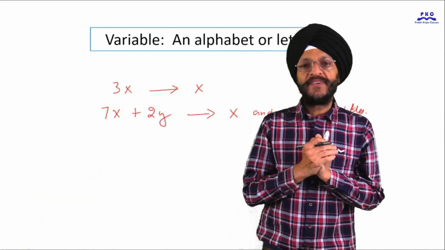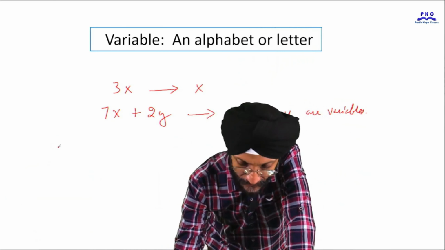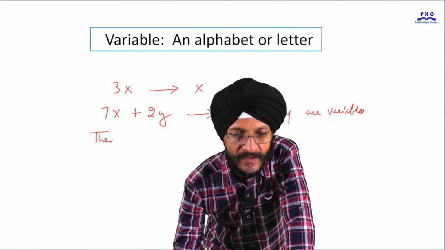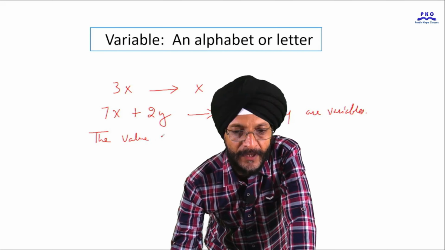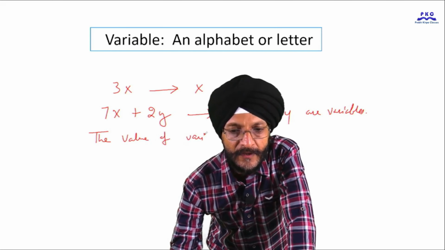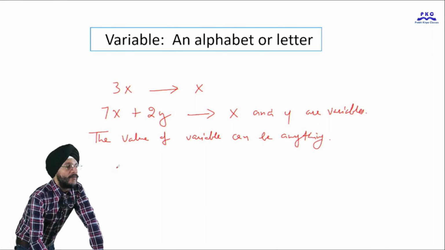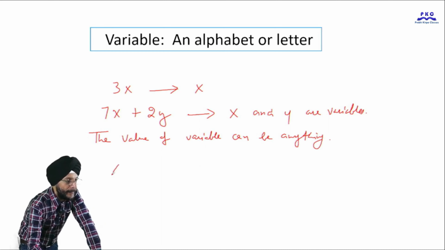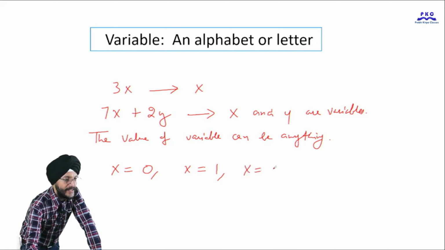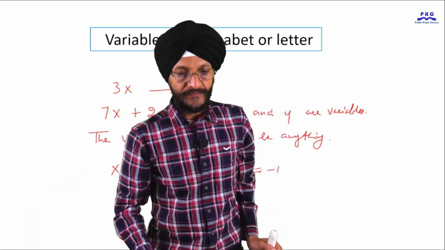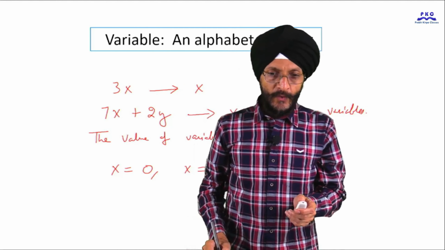Another important point with regard to variable is that the value of variable can be anything. That is, we will understand the same with the help of an example. The value of x can be 0, the value of x can be 1, or the value of x can be -1. So now we proceed further.